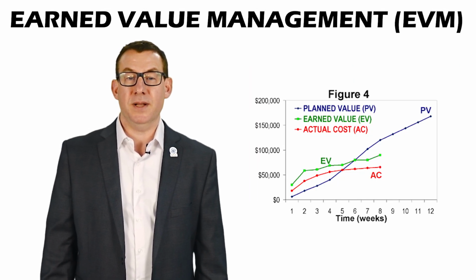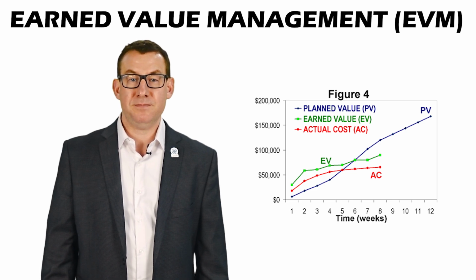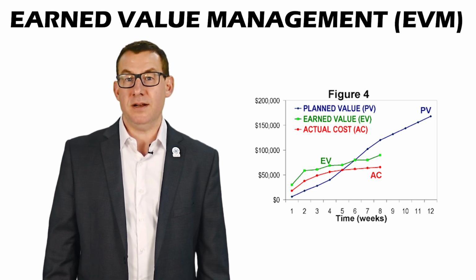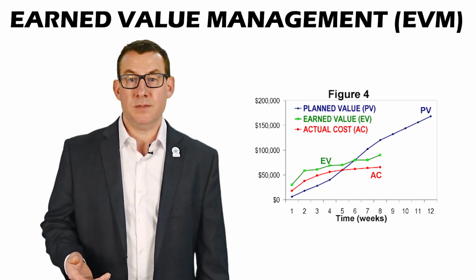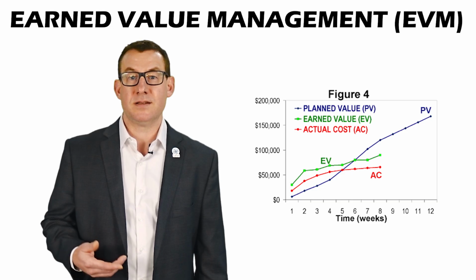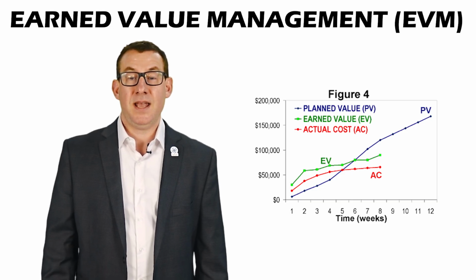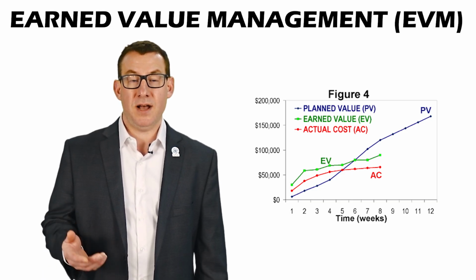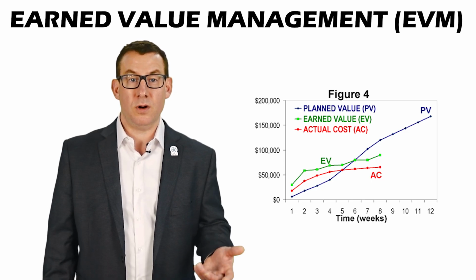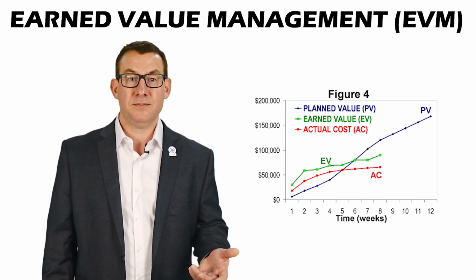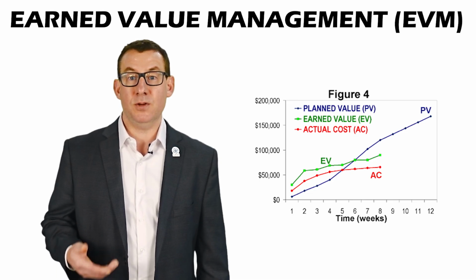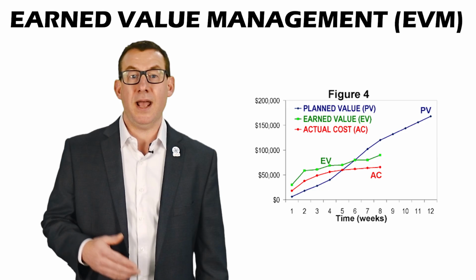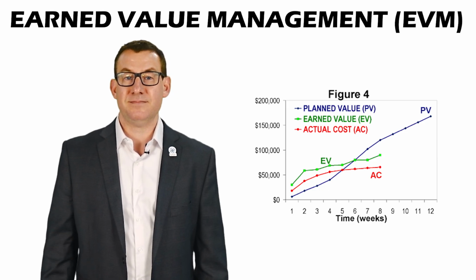Earned Value Management, or EVM. Earned Value Management combines scope, schedule, and cost to measure how the project is performing against the plan. It compares planned value, earned work, or work accomplished, and the actual cost. This helps identify if you're ahead or behind schedule and over or under budget.